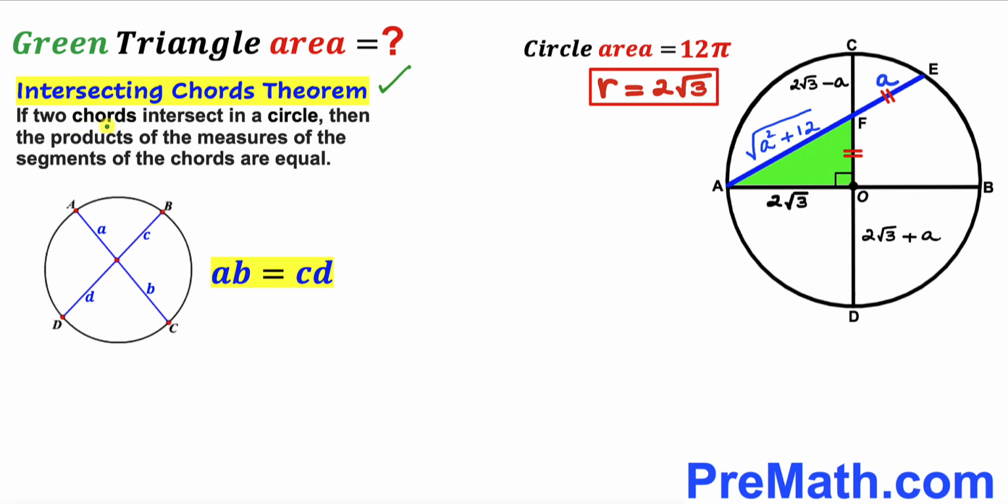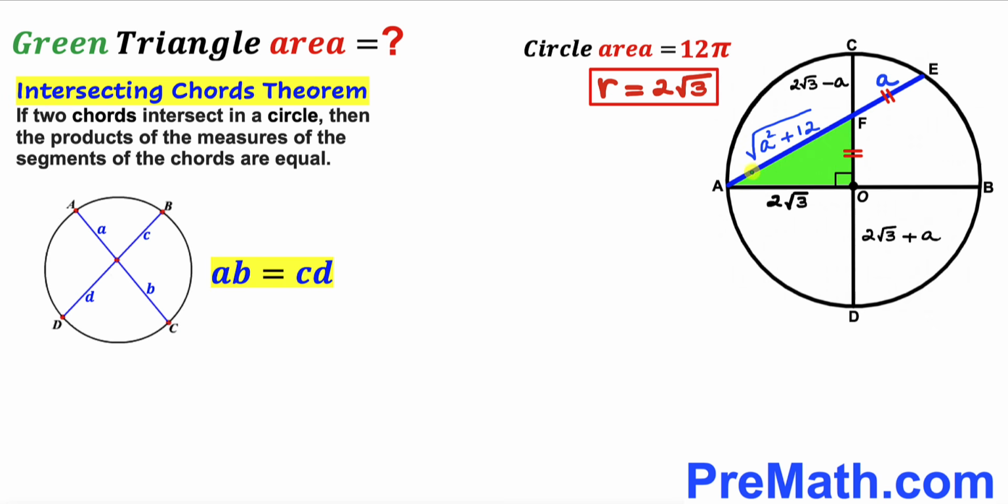According to this theorem, if two chords intersect in a circle, then the products of the measures of the segments of the chords are equal, as you can see in this given diagram. And here we can see we got these two chords AC and BD intersect each other at this point. And as a result, we end up with this segment lowercase a, this segment lowercase b, this segment lowercase c, and finally this segment lowercase d, such that a times b equals c times d.